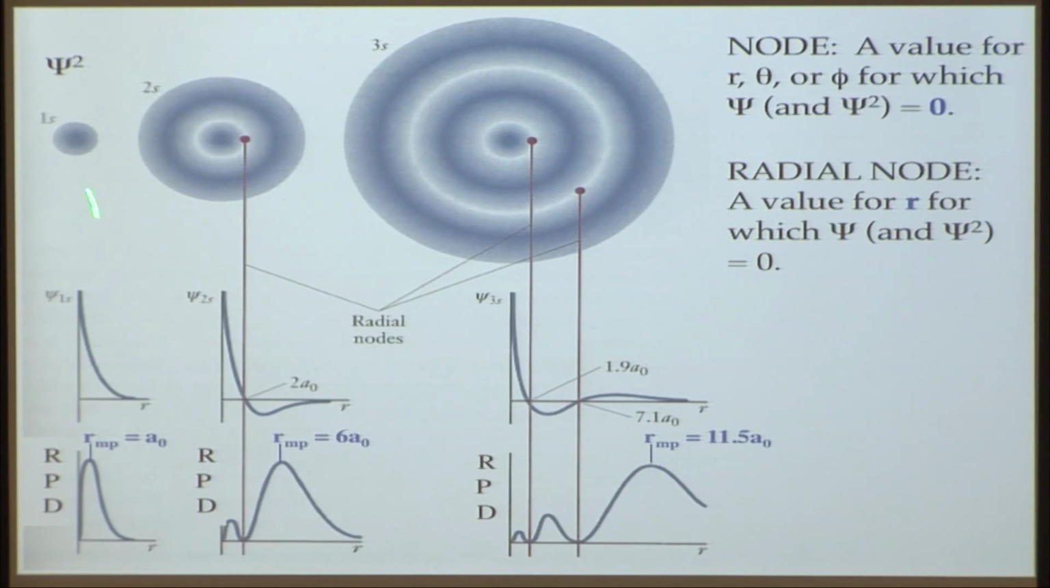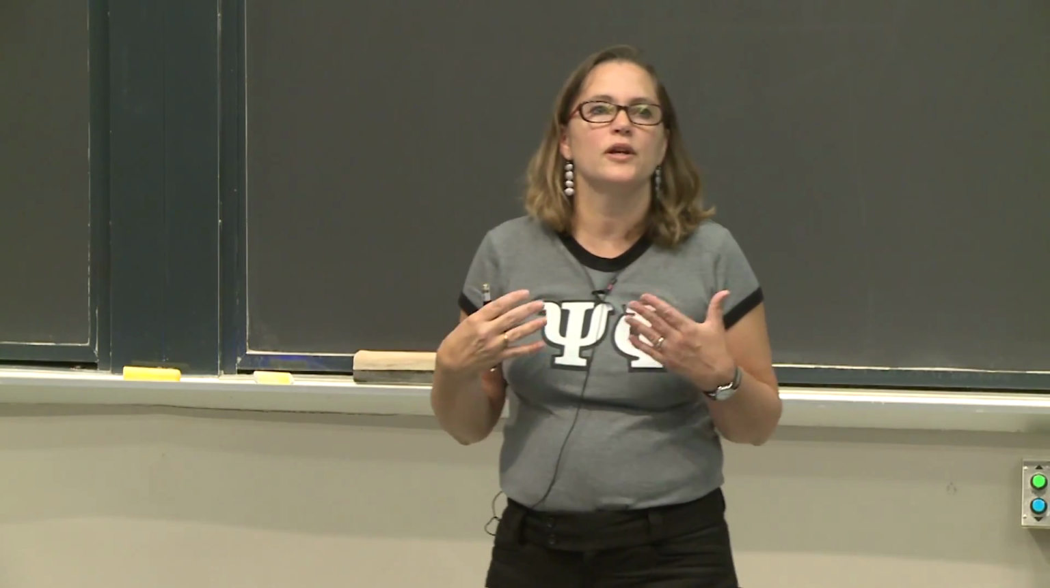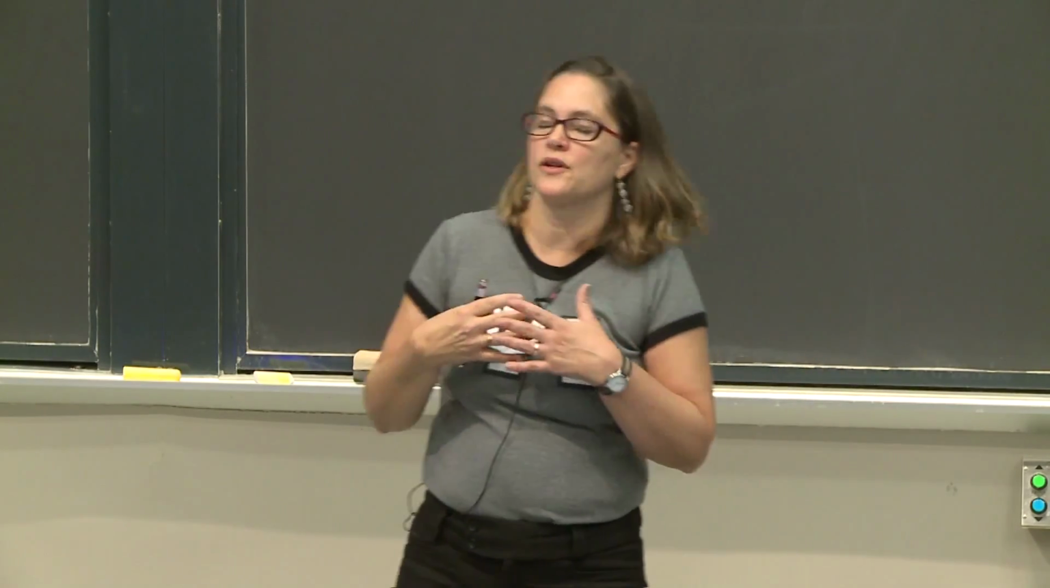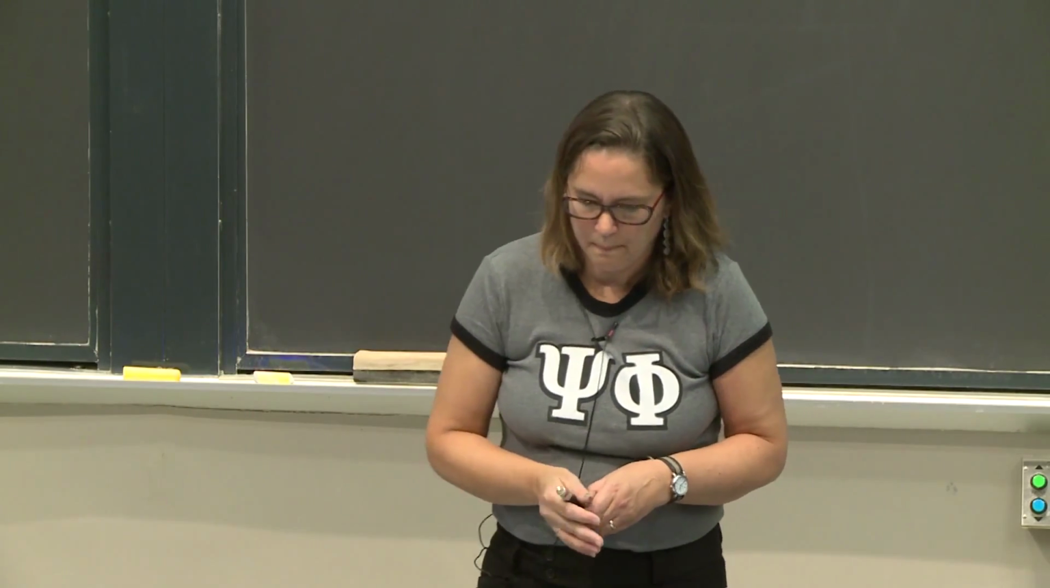So again, you need to be able to look at these diagrams and recognize what constitutes a radial node. And a node is a place where there is no probability that you're going to find an electron.